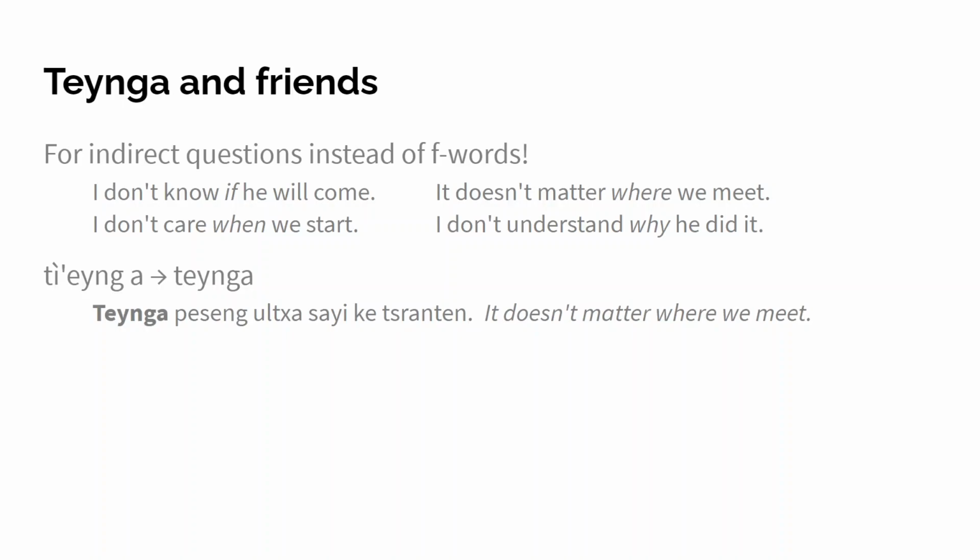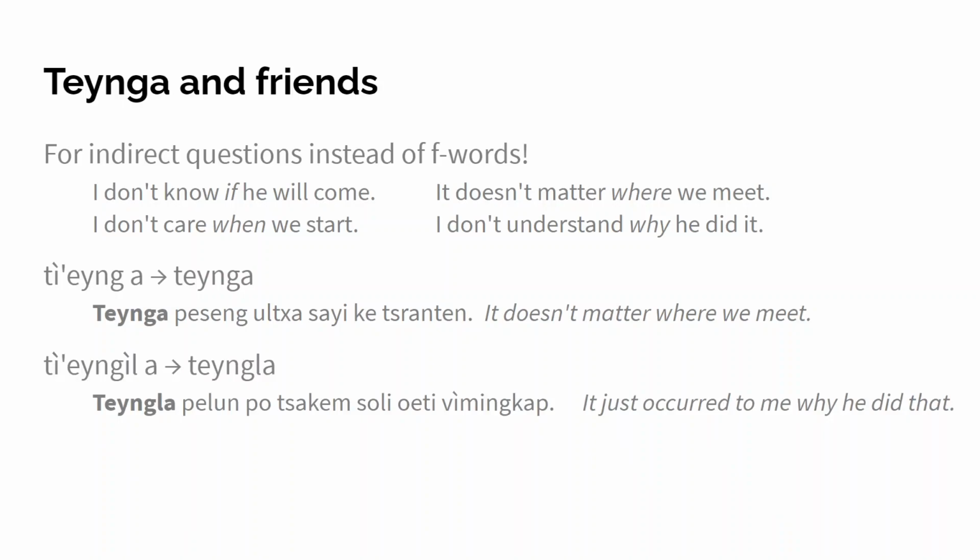Teynga, peseng ut asai, ketsranten. It doesn't matter where we meet. Literally, this means the answer, which is where do we meet, is not of importance. We have the engel a, which becomes Teynga. Teynga, pelun poza kemsoli, weti ve minkap.